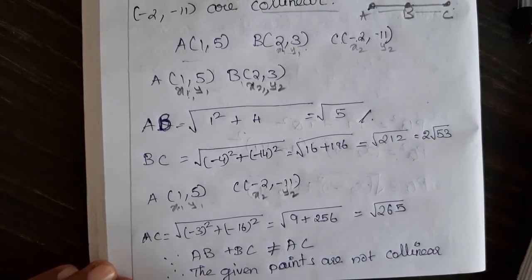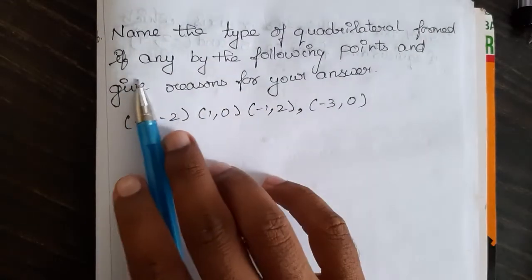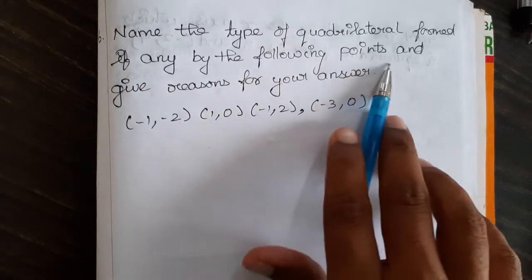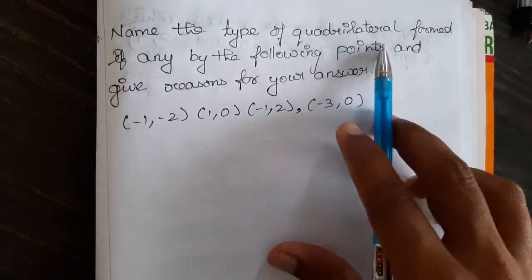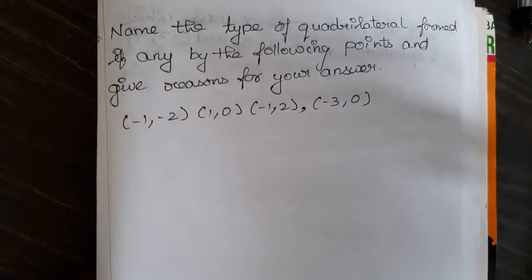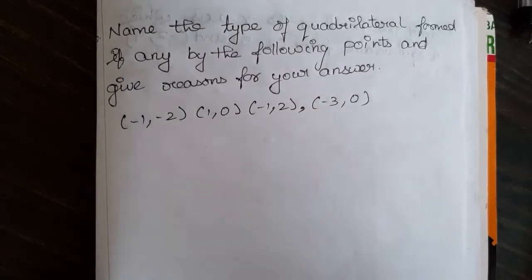Clear? If it is equal, then we call it collinear. So here we go for the next problem. Name the types of quadrilateral formed by any of the following points and give reason for your answer. So we will define the quadrilateral by its side length. If all the sides are equal and diagonals are equal, it is a square. If opposite sides are equal and diagonals are equal, it is a rectangle.